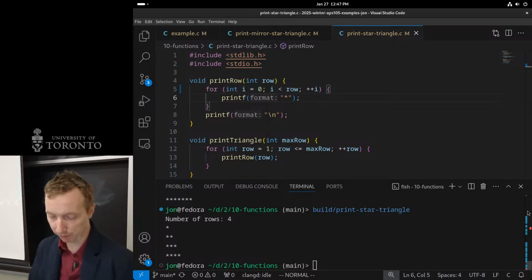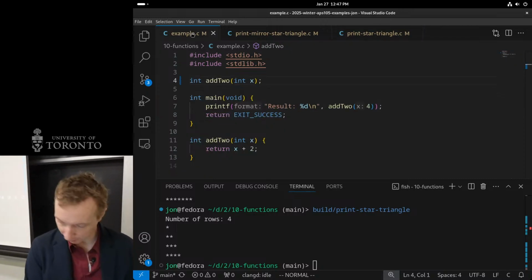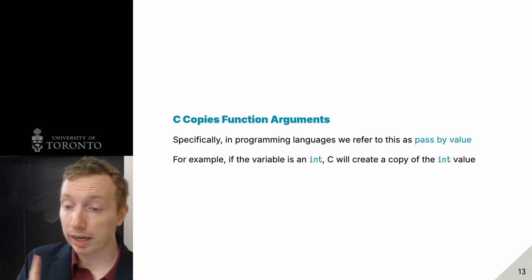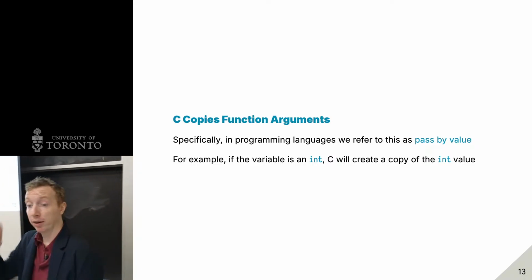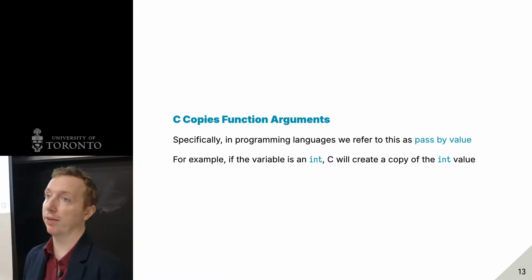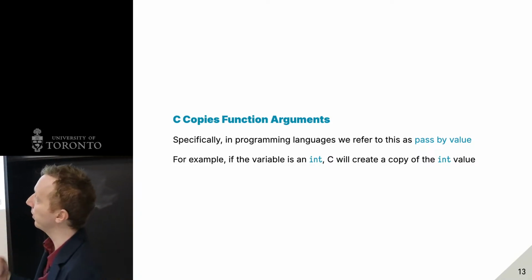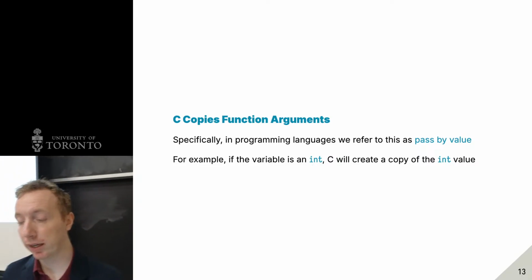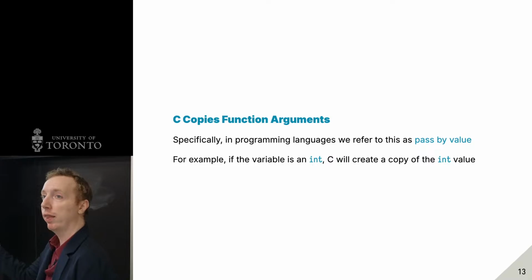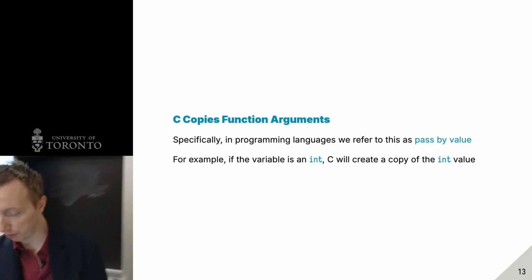All right, so if we are good with that, we are going to get into some rules of these functions, which will motivate us for our next lecture too. So C copies function arguments. In programming languages, we refer to this generically as pass by value. So it's saying what happens to the inputs of a function. For example, in C, if the variable is int, C will create a copy of that int value, and that function gets a new copy of that int value and doesn't change the original one.